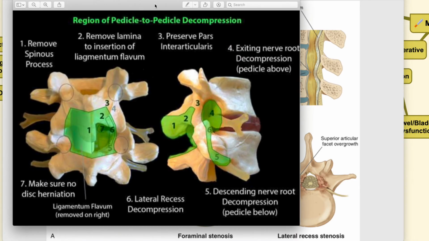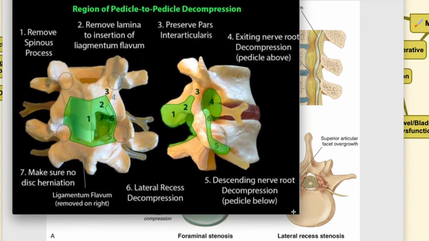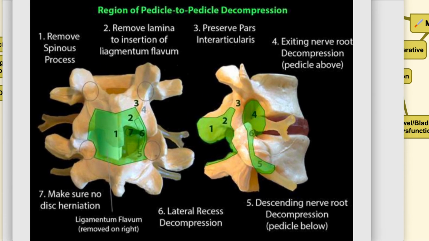This is a picture which reveals the region where the pedicle to pedicle decompression is usually done to relieve all the compression around the spinal canal. Now first we start with removing the spinous process, and then we go on to remove the lamina to the insertion of the ligamentum flavum here, and then we move on to preserve the pars interarticularis, and then we also decompress the exiting nerve root here, or decompression of the pedicle above.